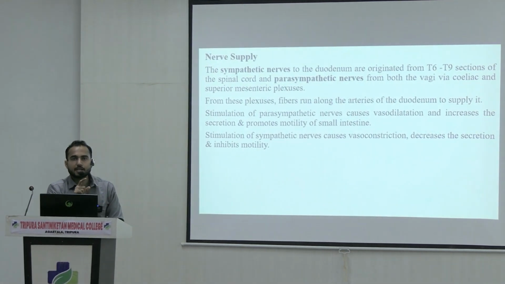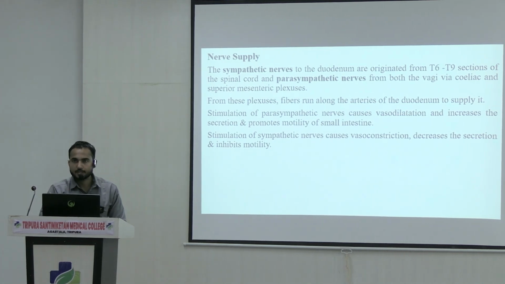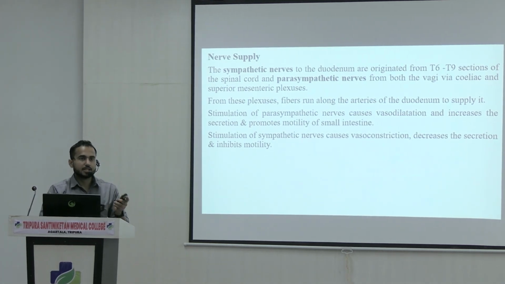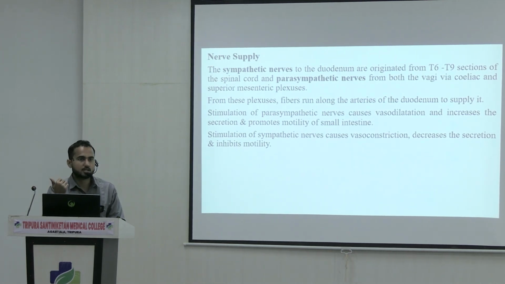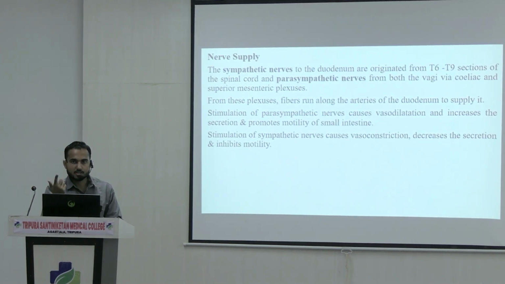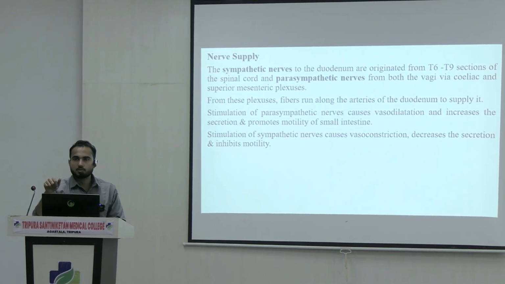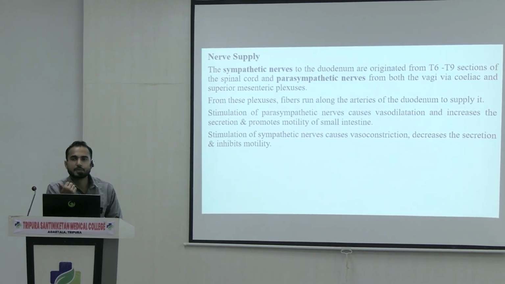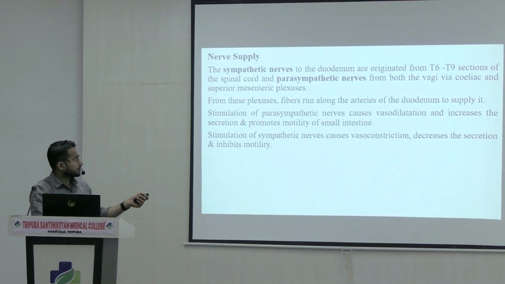Previously, I hope you remember, I showed you a diagram of the cut section of the spinal cord. In that, you saw that it has mainly three horns: ventral horn, lateral horn, and dorsal horn. And I showed you how the nerves come out, especially the sympathetic ones. The parasympathetic comes from the vagus. So the sympathetic fibers come from the T6 to T9 segment of the spinal cord, and the parasympathetic from both vagi.